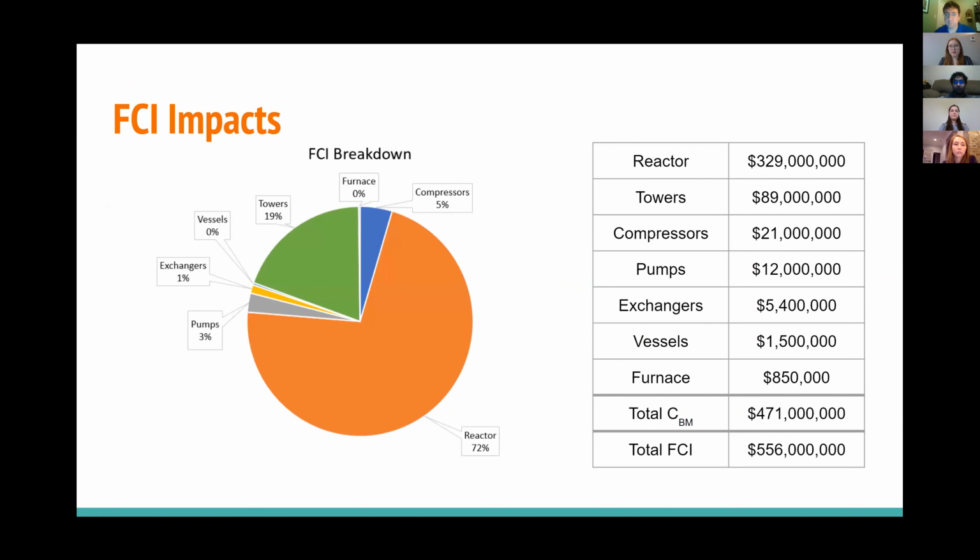Our FCI impacts. Our reactor comprises about 70% of our FCI, followed by almost 20% for our 3 towers and their respective trays. Our next most expensive would be our 2 compressors, followed by our pumps, and then our exchangers, with the vessels and furnace having small percentages impacting the FCI. Our total FCI is about $556 million.